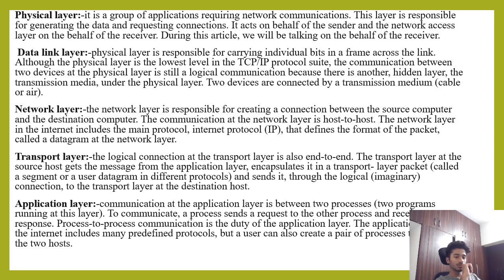The last layer is called the application layer. The communication at the application layer is between two processes. To communicate, a process sends a request to the other process and receives the response. Process to process communication is the duty of the application layer. The internet includes many predefined protocols, but a user can also create a pair of processes that consists of the two hosts.